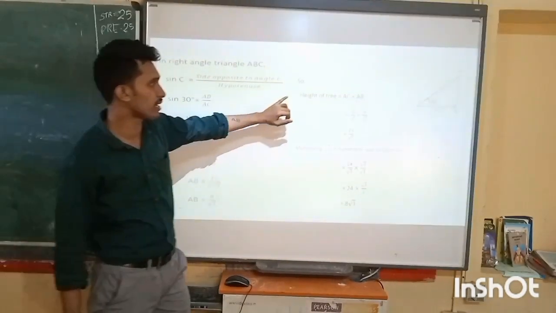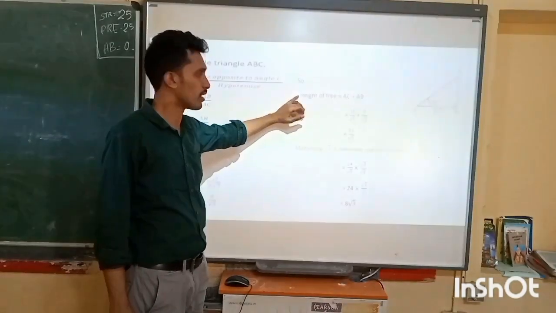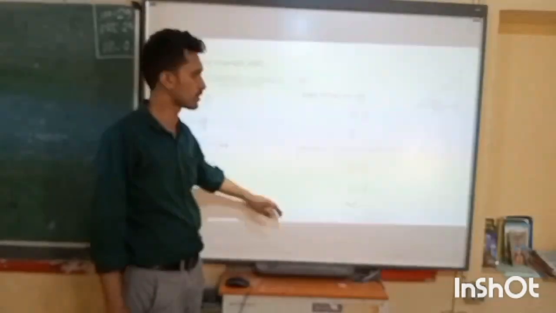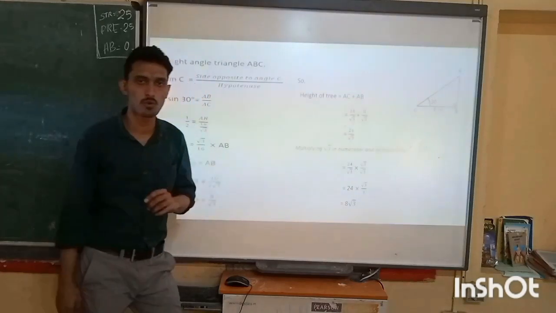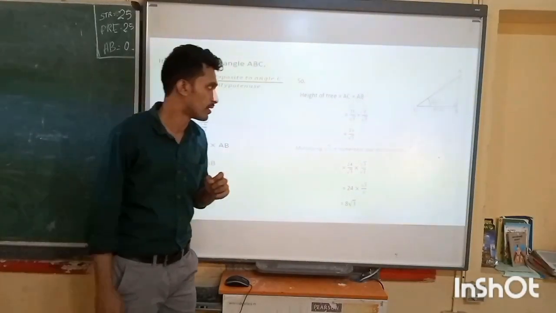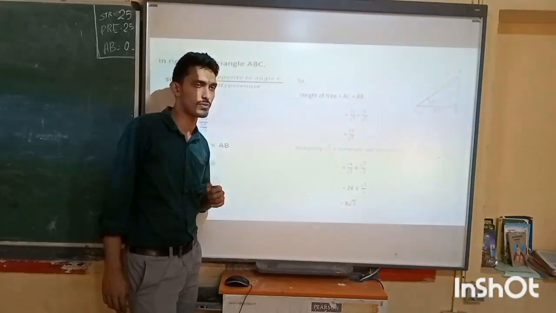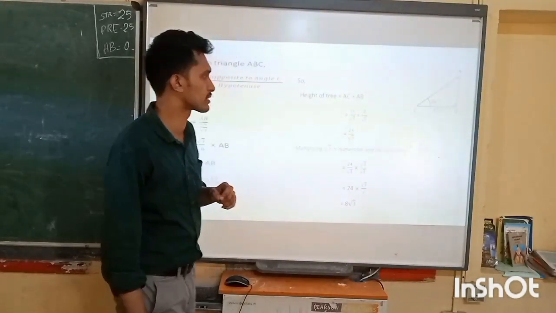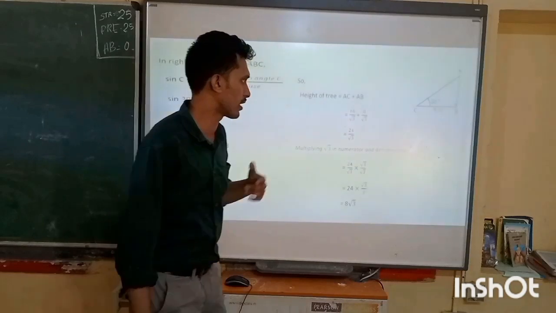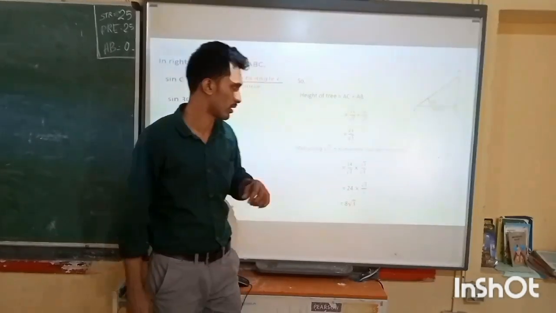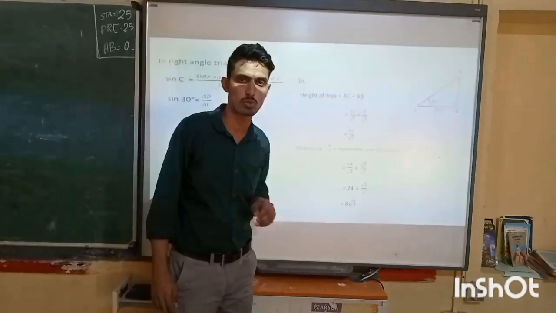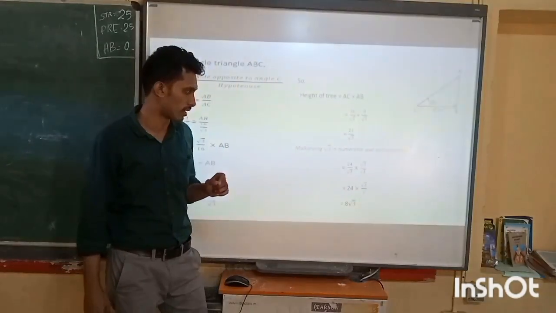So finally we have reached the solution, and this is the final step. Height of the tree equals AC plus AB. So 16 by root 3 plus 8 by root 3. First we found that the value is 16 by root 3 and now we found 8 by root 3. So 24 by root 3 is the final answer that we can get.